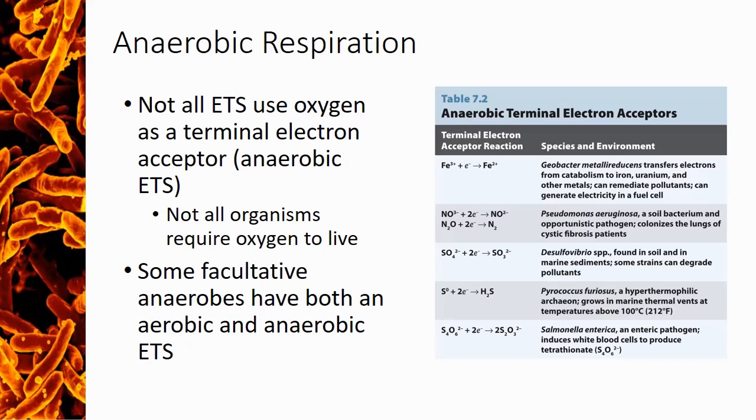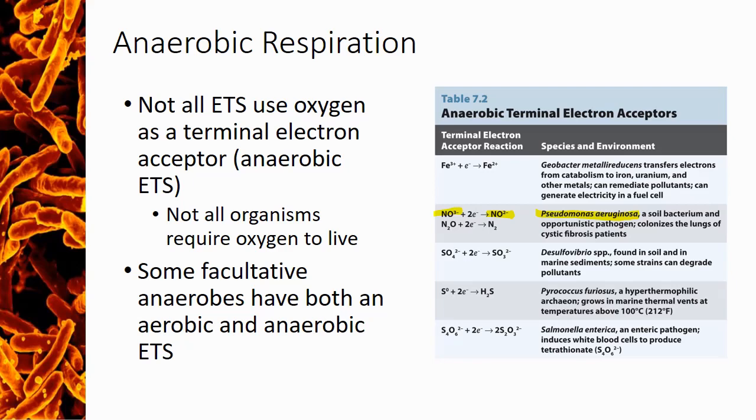For example, Pseudomonas aeruginosa, which is normally a soil bacterium but can also be an opportunistic pathogen, especially in cystic fibrosis patients, are able to use nitrates as their terminal electron acceptor. When those pick up electrons, it's going to form nitrites. If this organism did not have nitrate, it would not be able to run the electron transport chain, and thus it would either die or it would have to rely on fermentation, depending on its other metabolic capabilities.